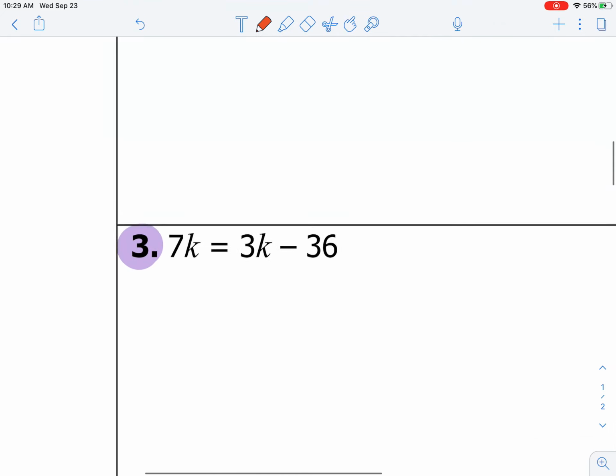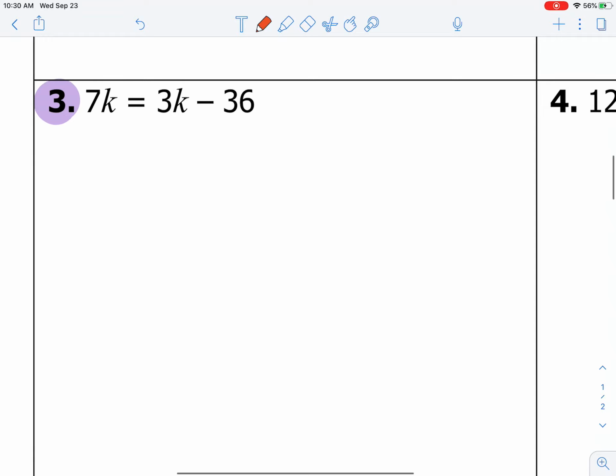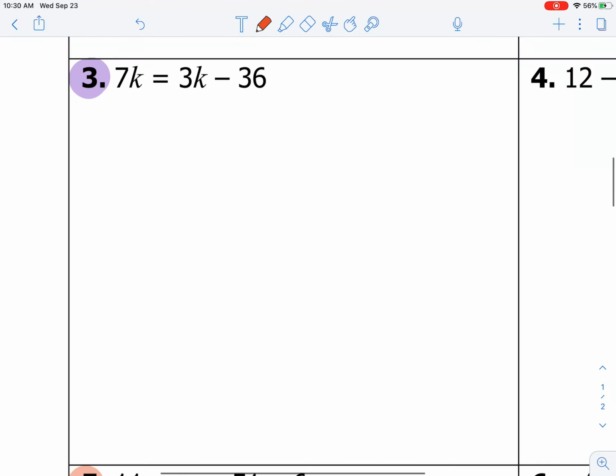The next one I'm going to do along with you is number 3. Starting over with our steps. Step 1, distribute. We don't have anything that we can distribute, so we skip step 1. Step 2, combine like terms. So I look over here on the left-hand side. All I have is 7k. Are there any other like terms? No, so I don't have any like terms on the left-hand side.